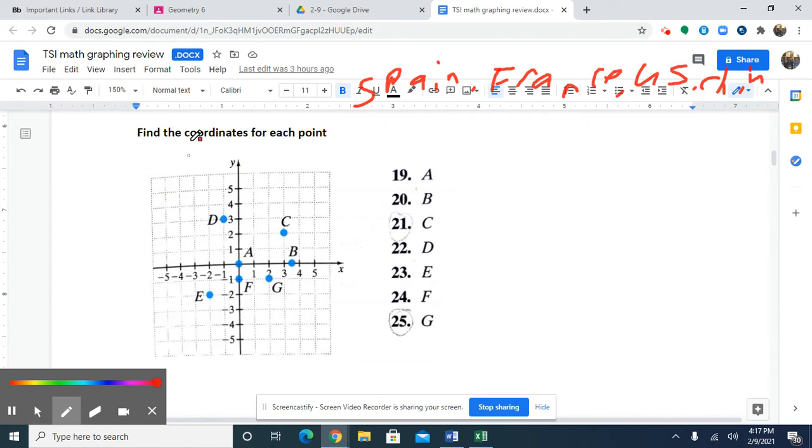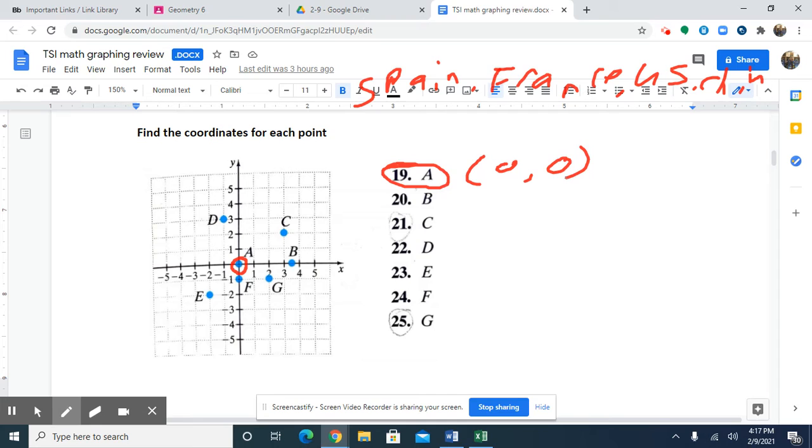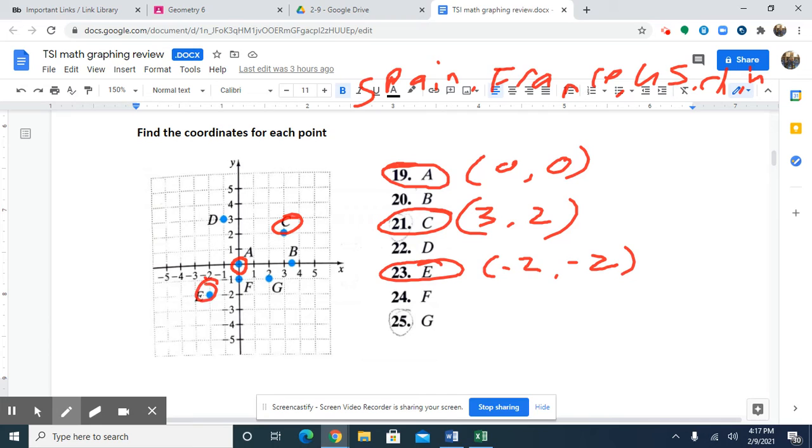All right, so coming down here, you're going to find the coordinate for each point. So looking at A, for example, is right in the middle. That's what we call the origin, which is 0, 0. Looking at something like C is over here. We can see it's at 3 and 2. Looking at something like E, we could have -2, -2. And something like G, which is at 2 and -1.